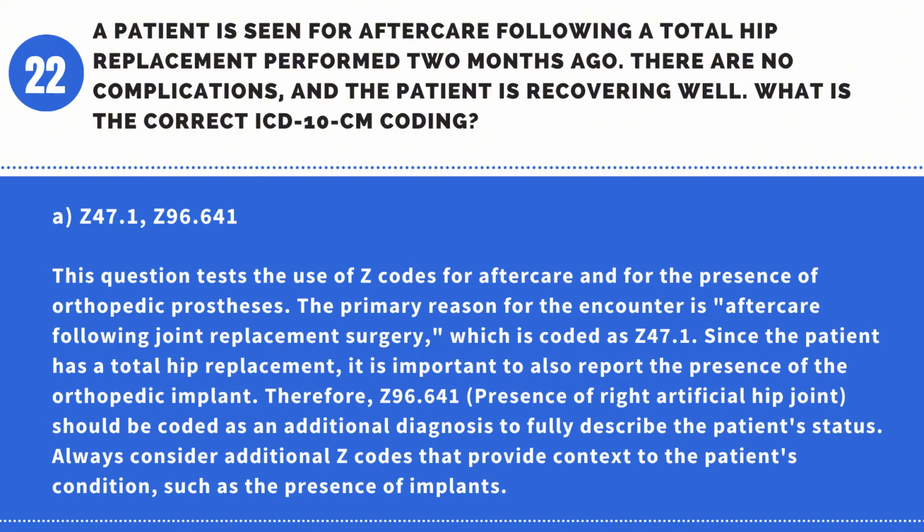This question tests the use of Z codes for aftercare and for the presence of orthopedic prostheses. The primary reason for the encounter is aftercare following joint replacement surgery, which is coded as Z47.1. Since the patient has a total hip replacement, it is important to also report the presence of the orthopedic implant. Therefore, Z96.641, presence of right artificial hip joint, should be coded as an additional diagnosis to fully describe the patient's status. Always consider additional Z codes that provide context to the patient's condition, such as the presence of implants.